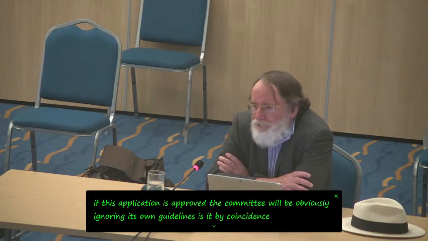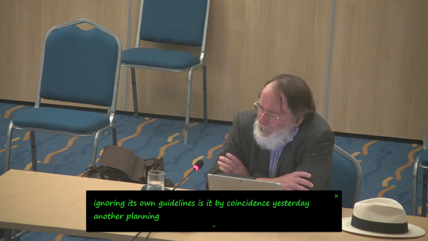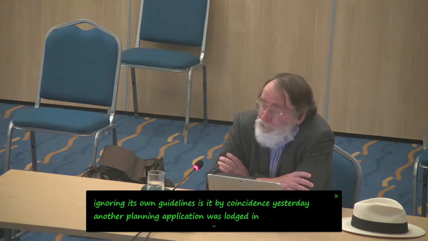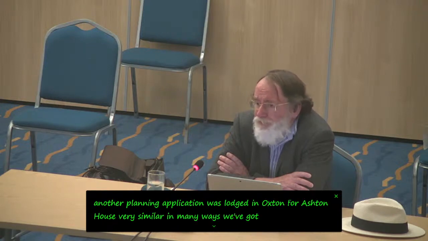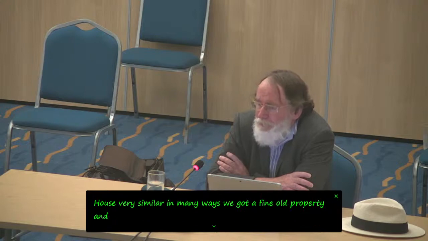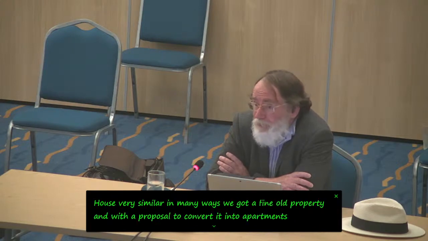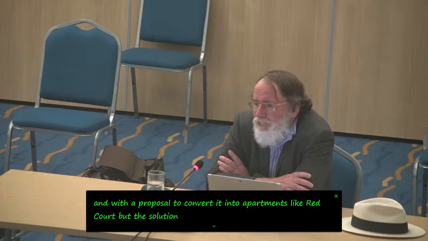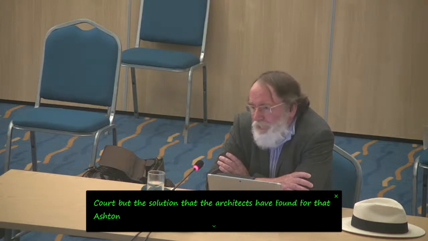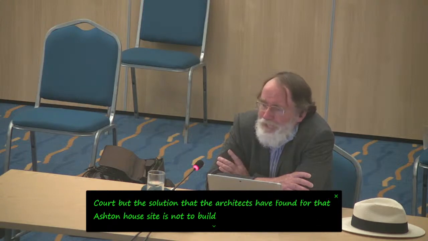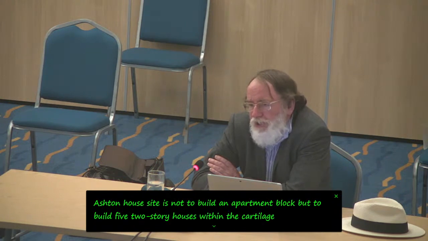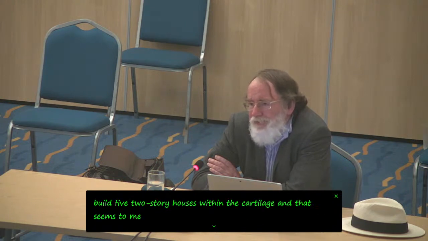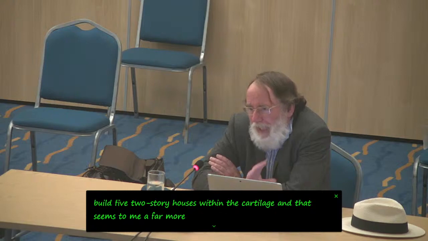By coincidence, yesterday, another planning application was lodged in Oxton for Ashton House. Very similar in many ways. We've got a fine old property and a proposal to convert it into apartments like Red Court. But the solution that the architects have found for that Ashton House site is not to build an apartment block, but to build five two-storey houses within the curtilage. And that seems to me a far more happy solution.